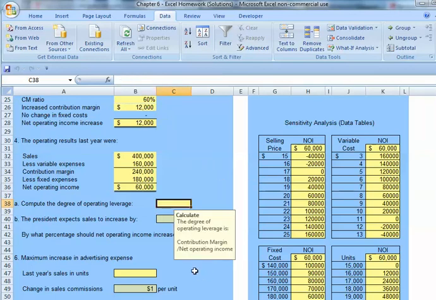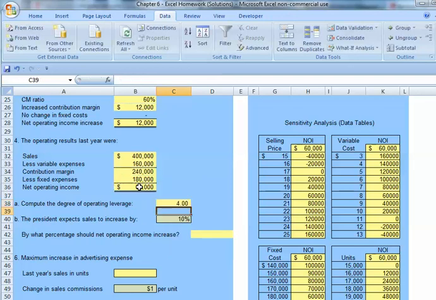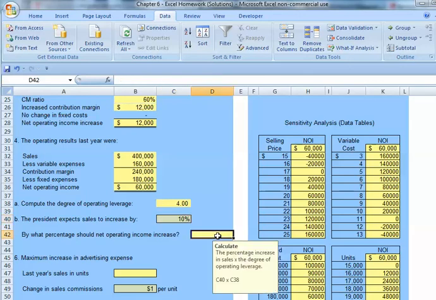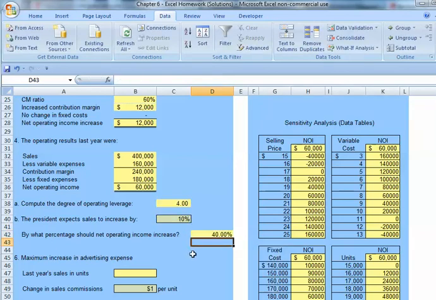All right, let's go ahead and compute our degree of operating leverage. Our degree of operating leverage is our contribution margin of 240,000 divided by our net operating income of 60,000. Our degree of operating leverage is 4. Therefore, if the company's president expects a 10% increase in sales, we would expect net operating income to increase by 10% times 4, or 40%.